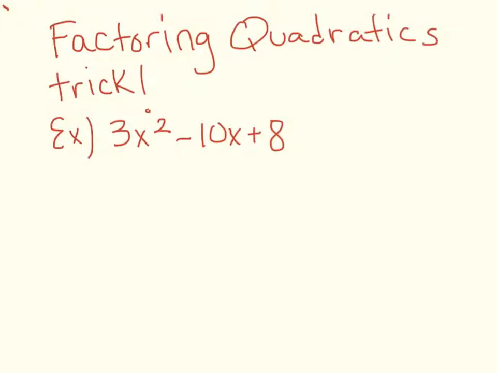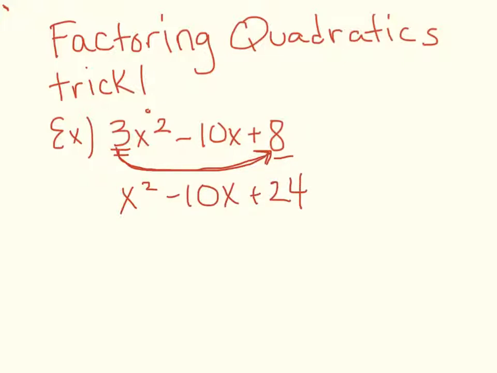Okay, so here's what we're going to do. First, you take that coefficient that's in front of the x squared, and you multiply it by the last term, the constant term. In this case, that's 8. And when you multiply it, we're going to move it over here so that it's not in front of the x squared term anymore. So now the problem is going to read x squared minus 10x plus 24.